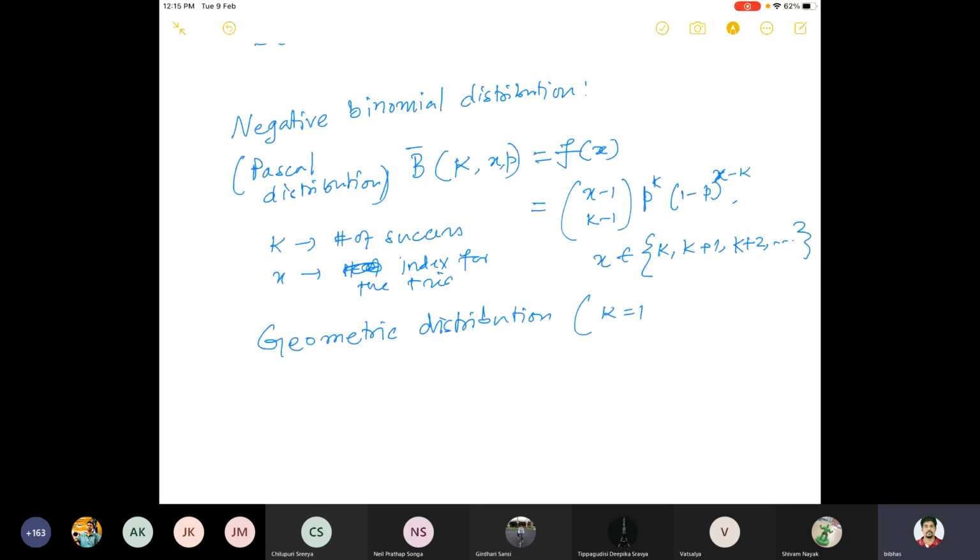So if I observe the first success, then this distribution is called geometric distribution. So k equal to 1 in Pascal, or the negative binomial distribution.